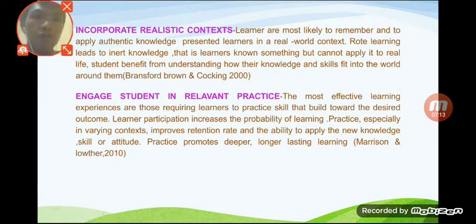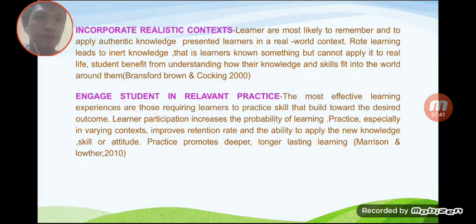Incorporate realistic context. Learners are most likely to remember and to apply authentic knowledge presented to learners in a real-world context. Rote learning leads to inert knowledge. That is, learners know something but cannot apply it to real life. Students benefit from understanding how their knowledge and skill fit into the world around them.